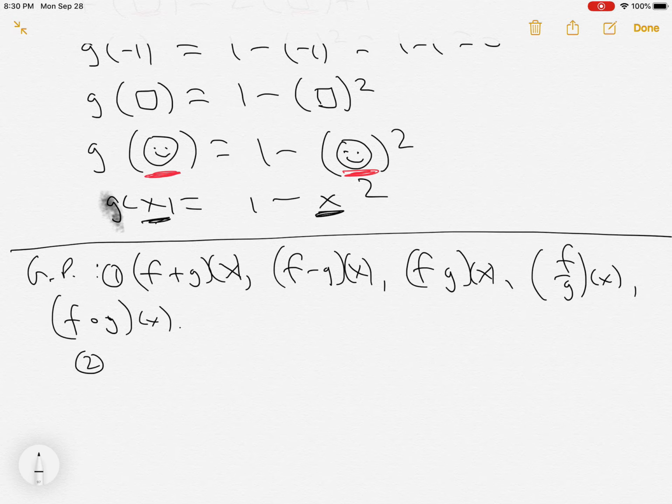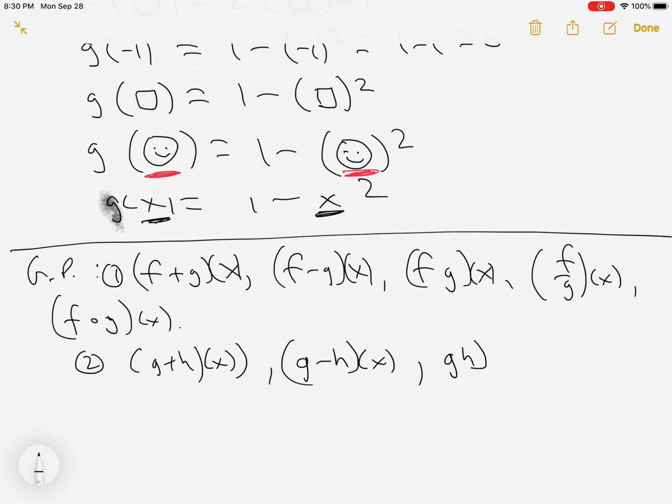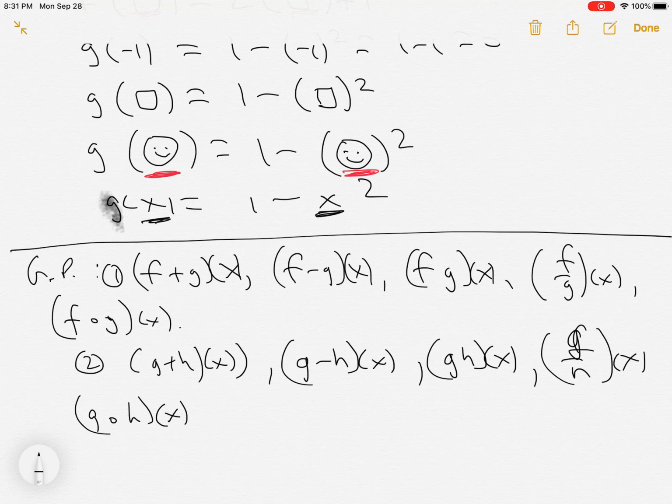So 2. And now it's going to be g and h. So g plus h of x, g minus h of x, g times h of x, g over h of x, and g composed with h of x. So that's 5 more problems.